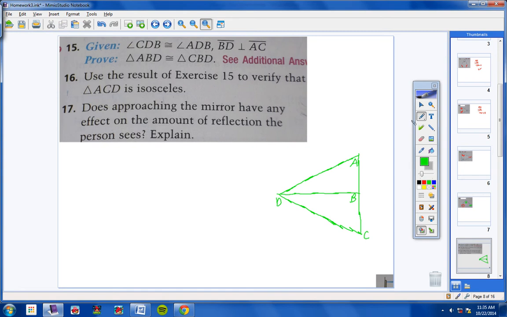Now, let's go ahead and look at what they want us to prove, okay? You're given angle CDB is congruent to ADB. So CDB, this angle here, is congruent to angle ADB, this angle here. All right? You're also told, look at this, that BD, this is all in your given here, students, okay? BD is perpendicular to AC, right? So if that's true, then I know I have a right angle here, and a right angle here too, for that matter.